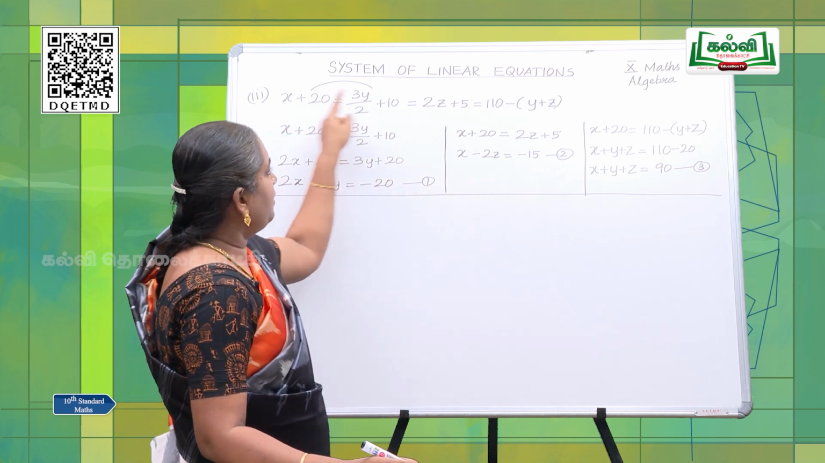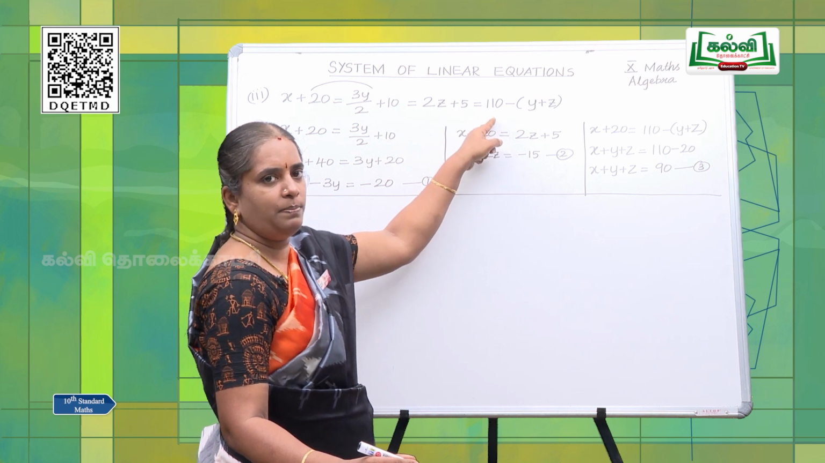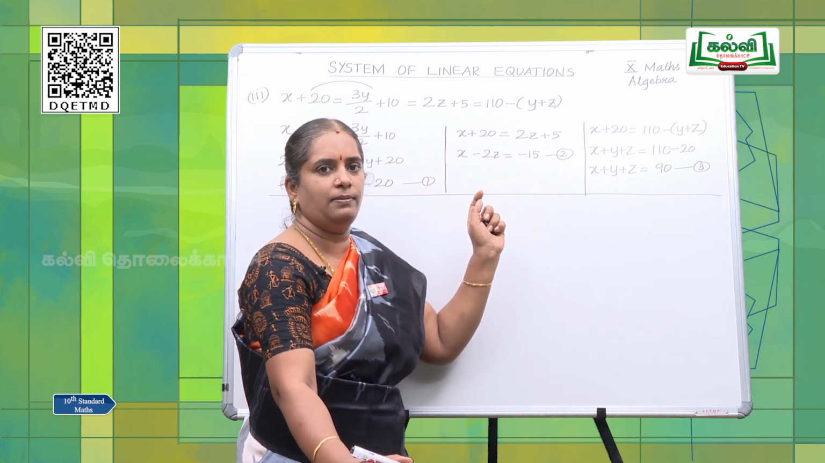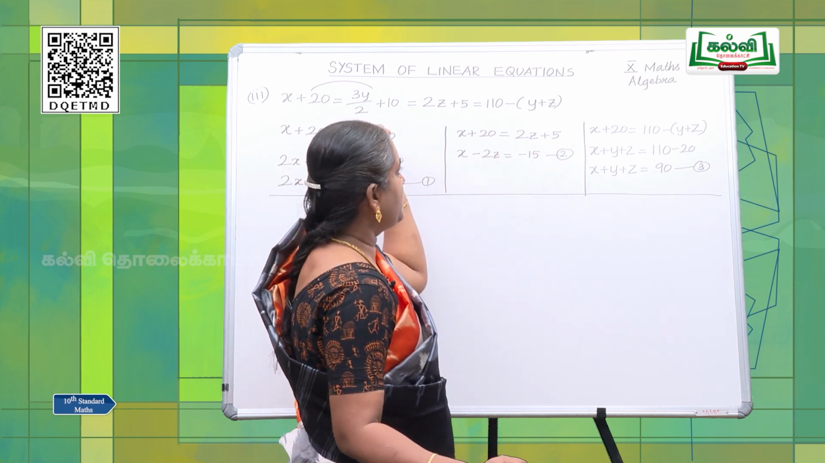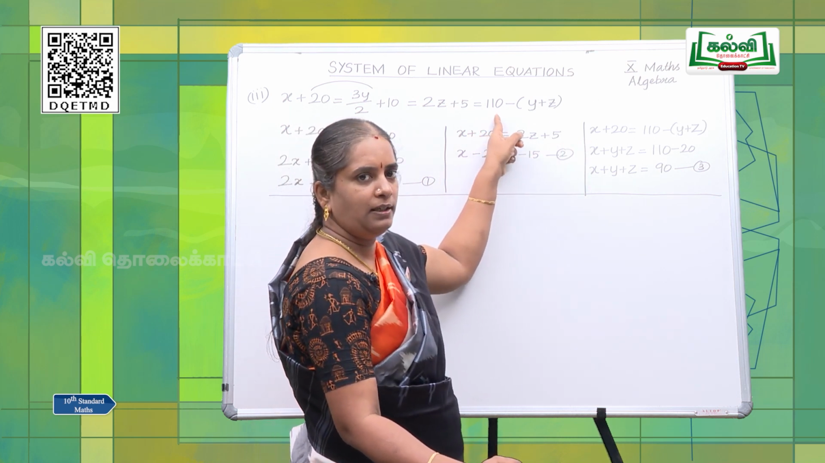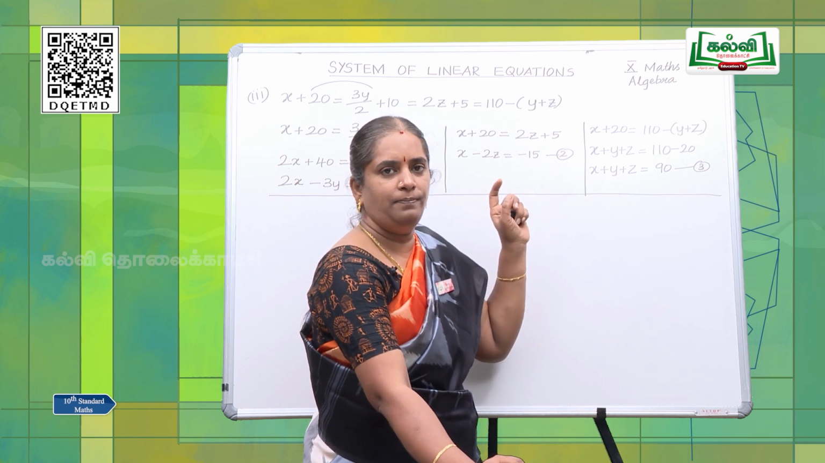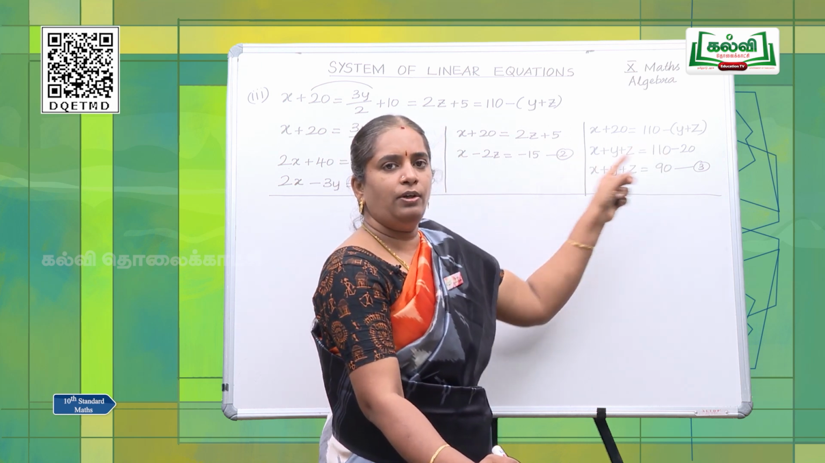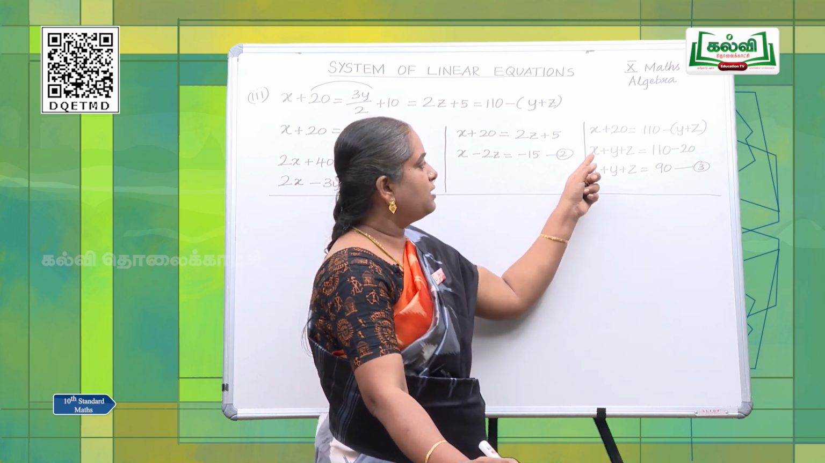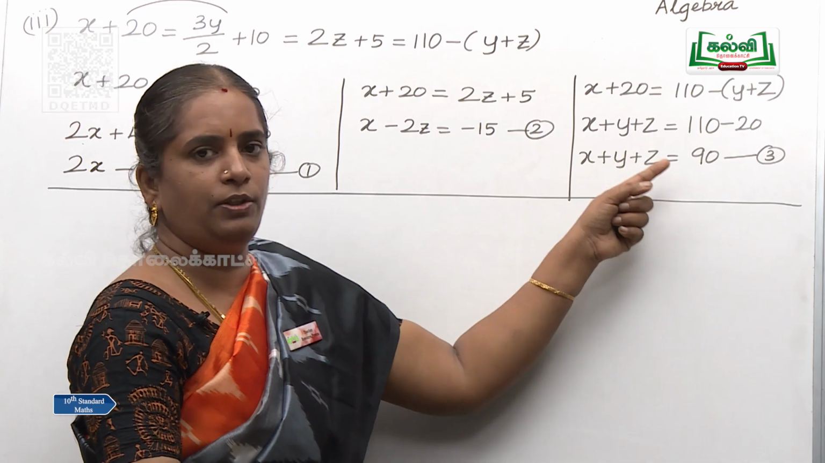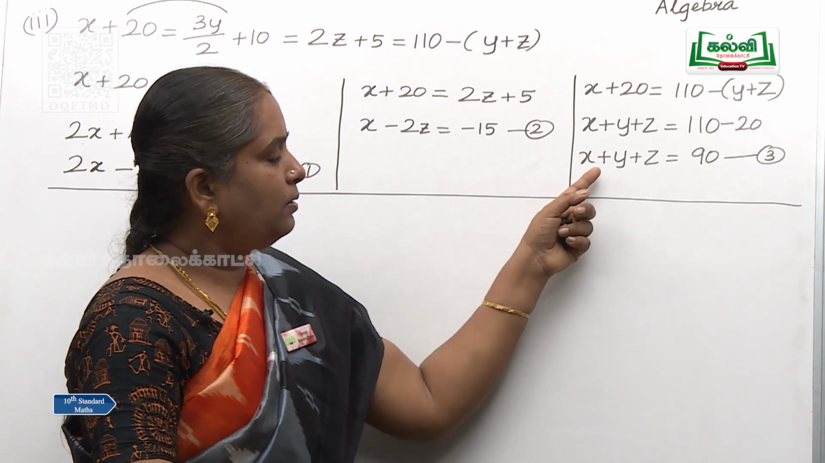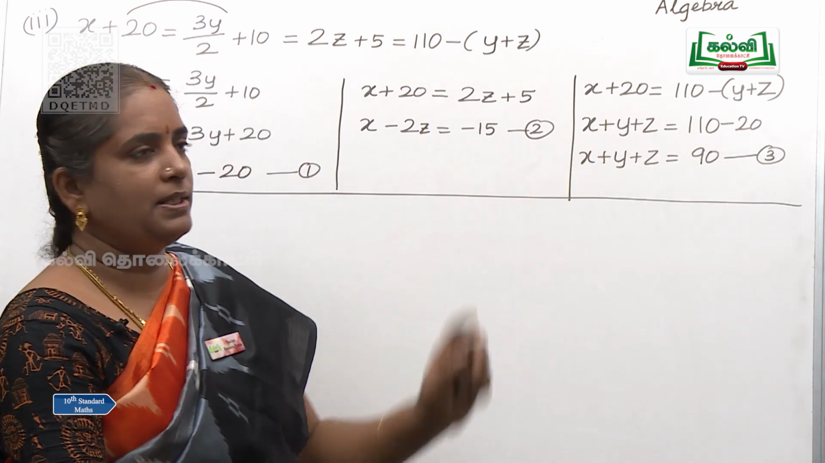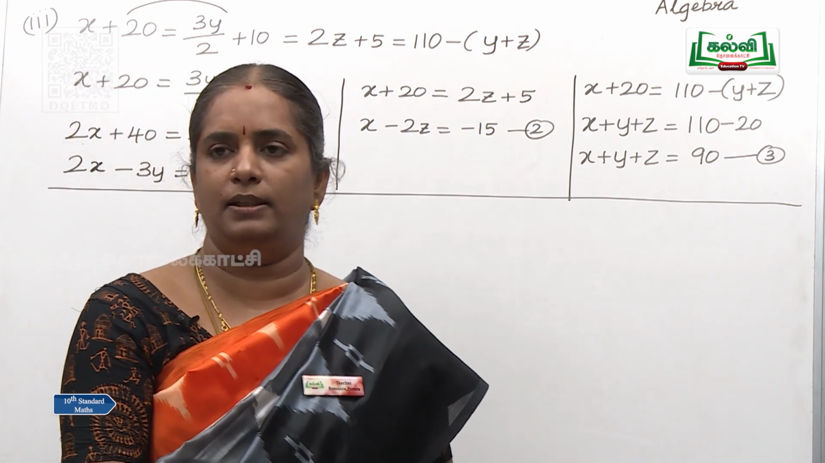And equating the first and the last part, we get the other equation, which is named the third equation. So, x + 20 = 110 - (y + z). We are going to add y + z on both sides. So, x + y + z = 110 - 20. So, x + y + z = 90 is the third equation.